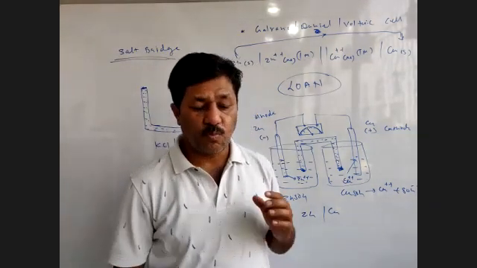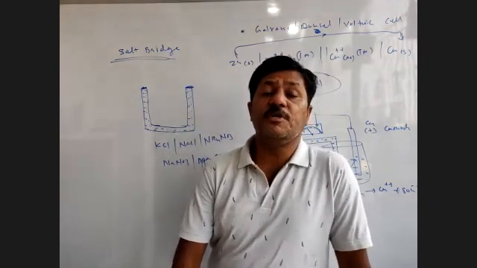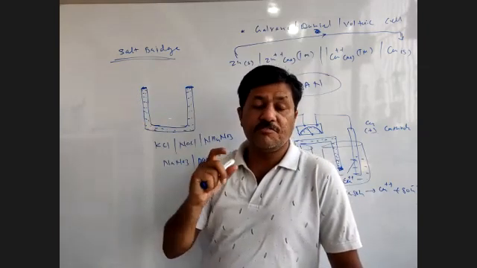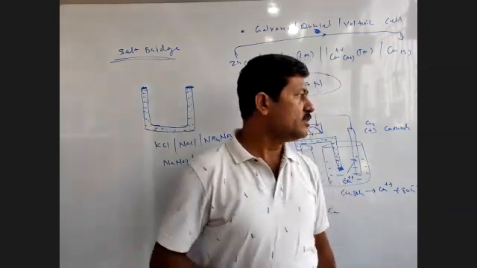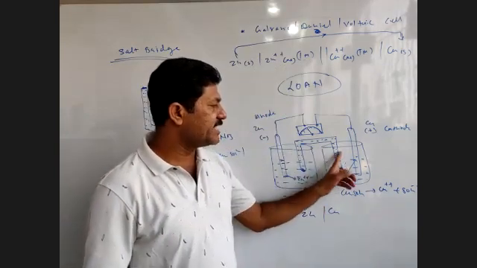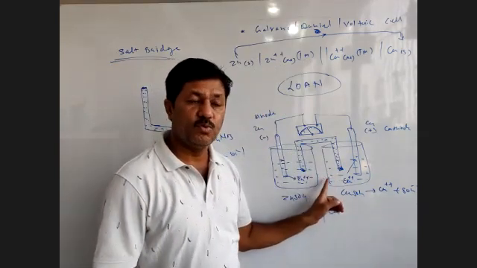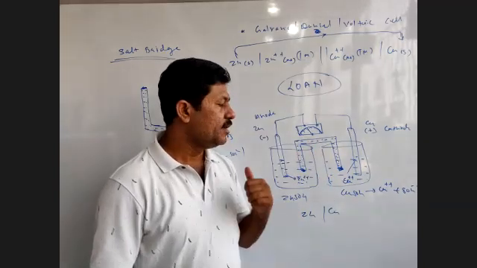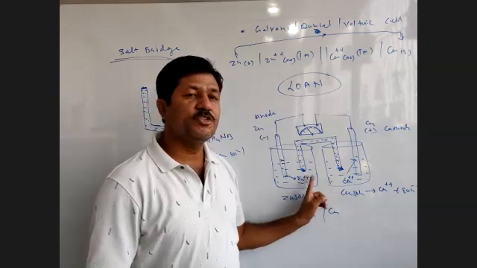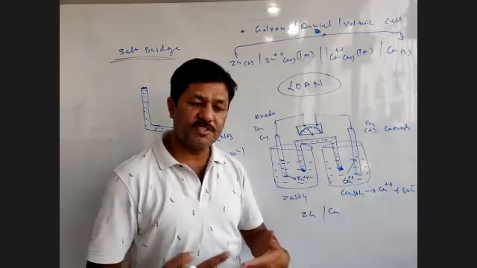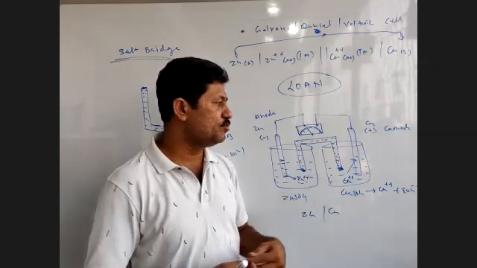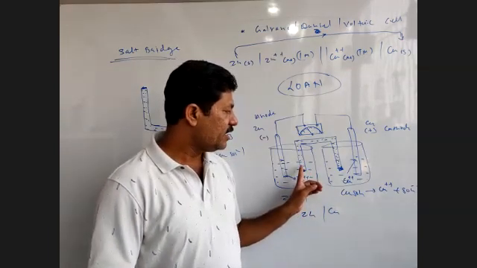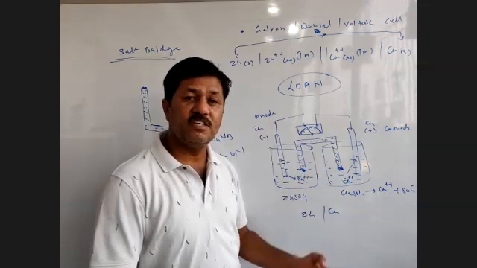Now, what are the functions of salt bridge? ये salt bridge के functions क्या होते हैं? ये important है. Now, what are the functions of this salt bridge? So, number one, this salt bridge maintains electrical contact between both the solutions. दोनों solution में electrical contact salt bridge maintain करता है. Number two, it avoids the mixing of two solutions. दोनों solution के mixing को avoid करता है. Next, it avoids the potential junction. Potential junction avoid करता है.